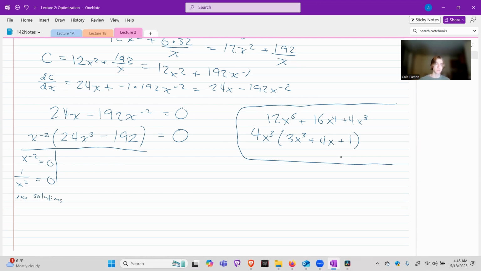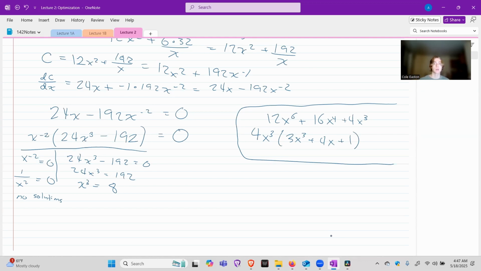So that leaves us with the other factor here, and so that is 24x cubed minus 192 equals 0. So 24x cubed equals 192. Let's divide both sides by 24. We're going to get x cubed equals 8, right? 192 over 24 is 8. And then we're going to take the cube root of each side.